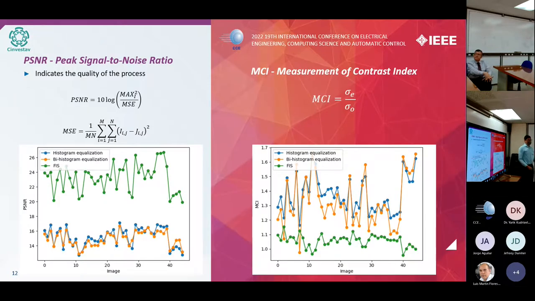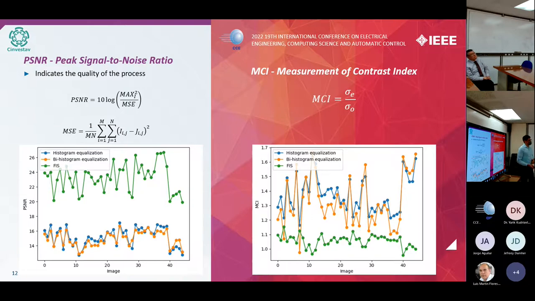Well, we are dealing with medical images, we have to be careful. And an opinion of a specialist physician is very important because in our perspective, we can say that histogram and bihistogram equalization have better results than our method. However, the medical opinion said that very bright parts on images may represent non-existent pathologies. So we have to be very careful with that.